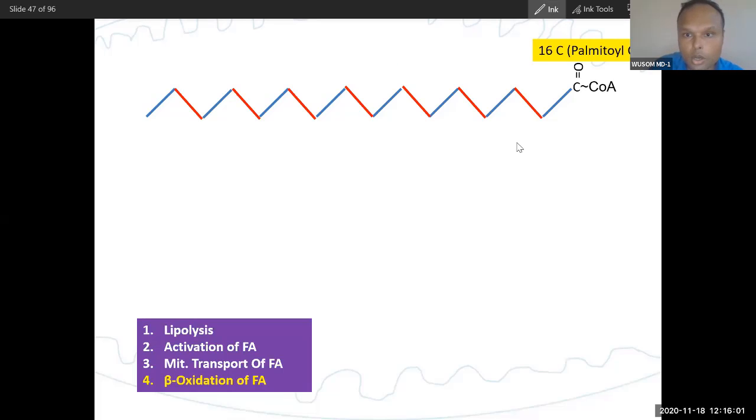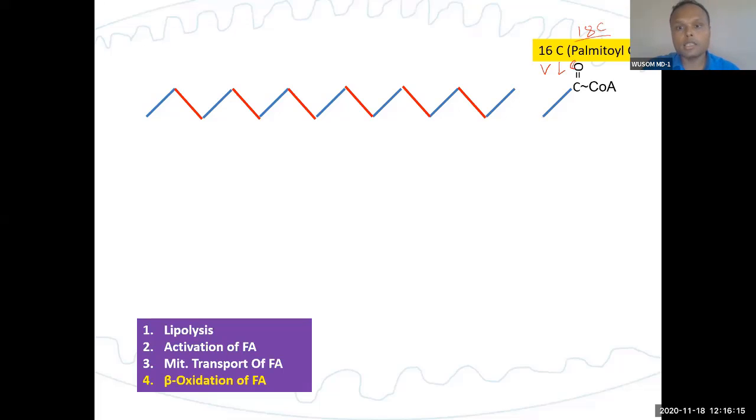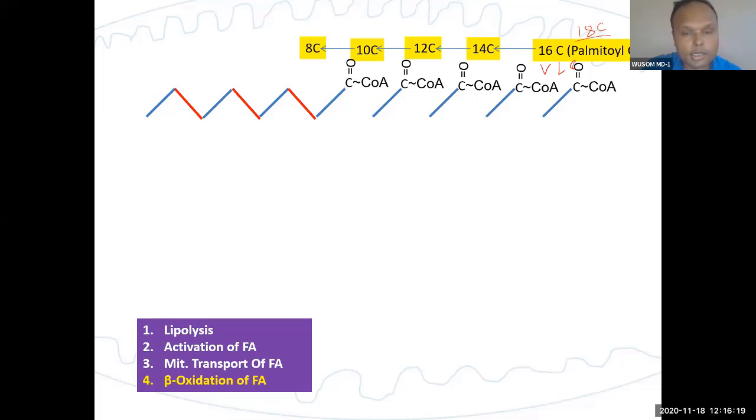We have seen this long chain. Now I will tell you the first 16 carbon and 18 carbon will be acted upon by a different type of enzyme. We have very long chain fatty acids as well. We will talk about the 16 and 14. So you can see the oxidation will lead to this. So it is very easy to understand. Isn't it easy to understand?